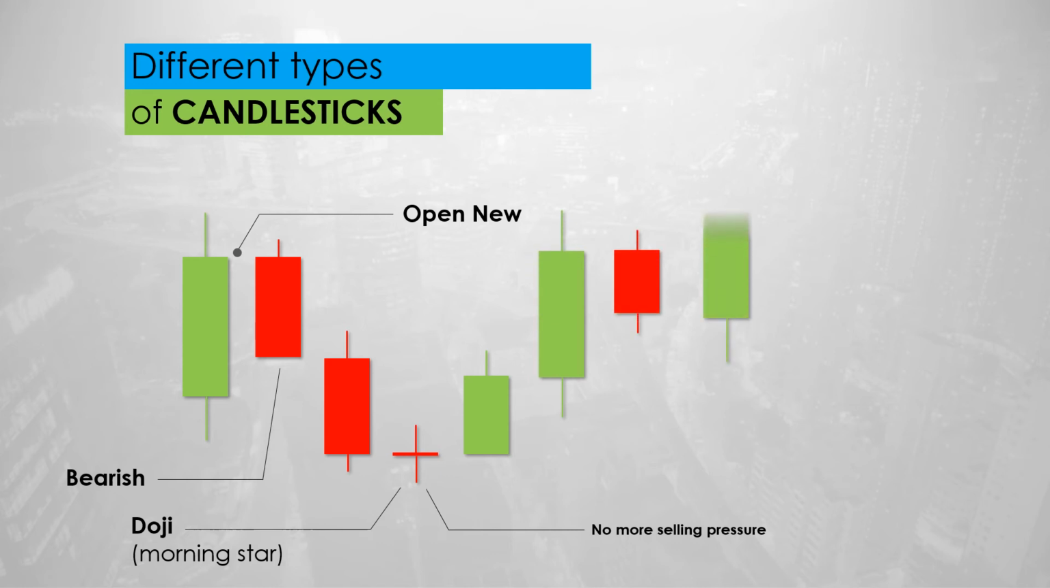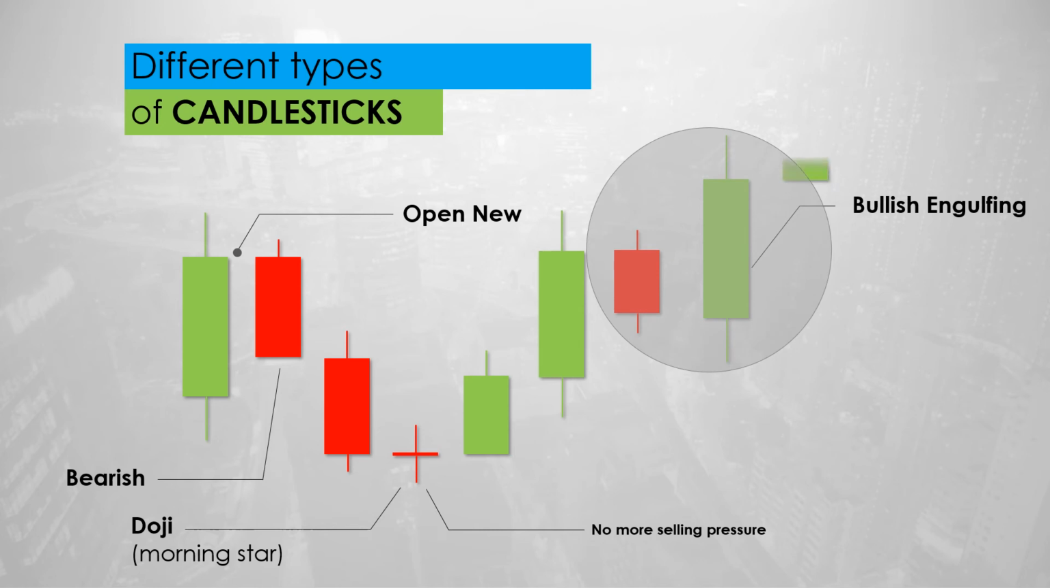The last type of candlestick we're covering in this video is the bullish or bearish engulfing candlestick. In our example, the green body is engulfing a small red body, which is a bullish signal. This means that the buyers took control over the market and the upcoming candle will most probably be another green one.